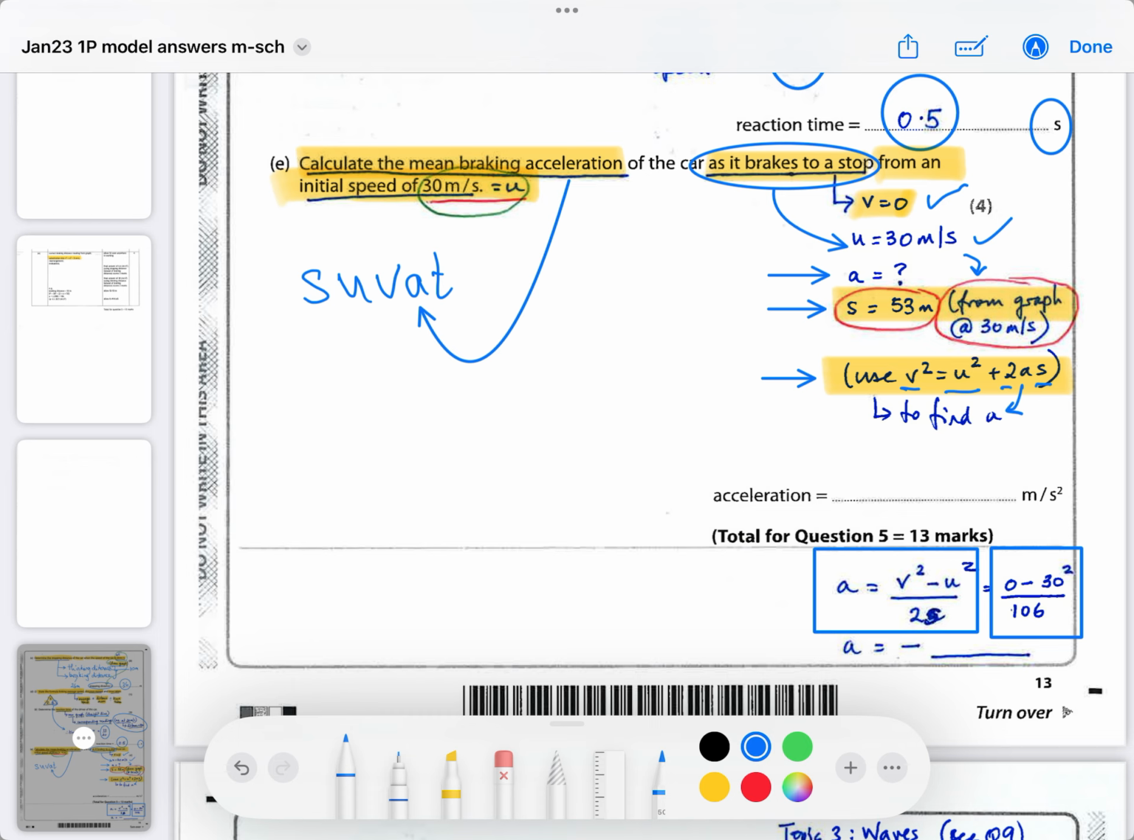You notice that it's decelerating because there's a minus sign. 0 minus 30 squared will give you a minus 900 at the top. And 2s at the bottom is 2 times 53, and S, remember, we got from the graph. So 2 times 53 is 106. And I think if you do that, the acceleration will become minus 8.5 meters per second squared. Now, they've given you the units.